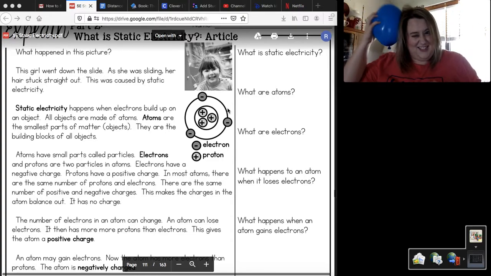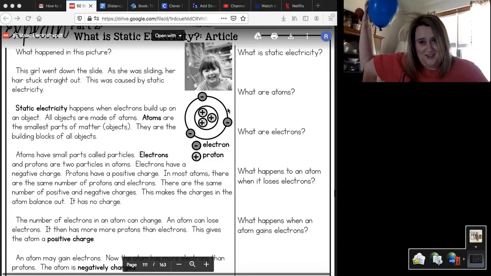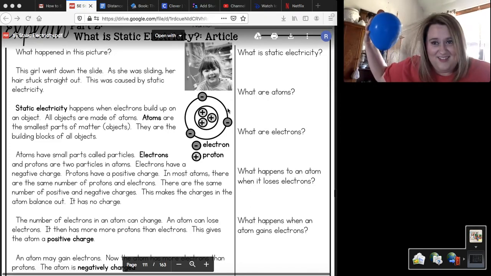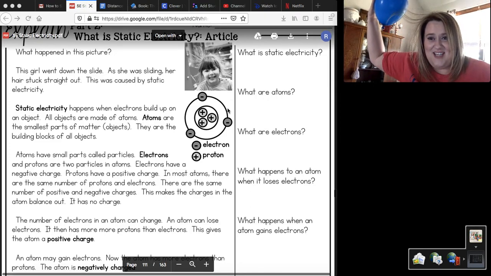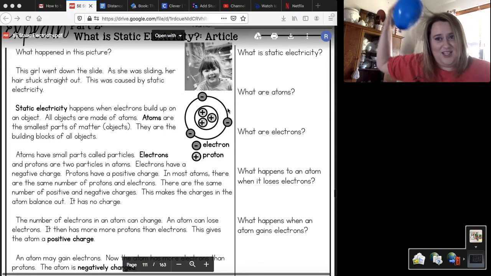Let's see if I can make this do. Scrub it really good. See the static electricity in my hair? Not quite as good as hers, but I think it did pretty good. So there's my static electricity in my hair. See how it's sticking to the balloon? It's probably what my hair looks like in the mornings.